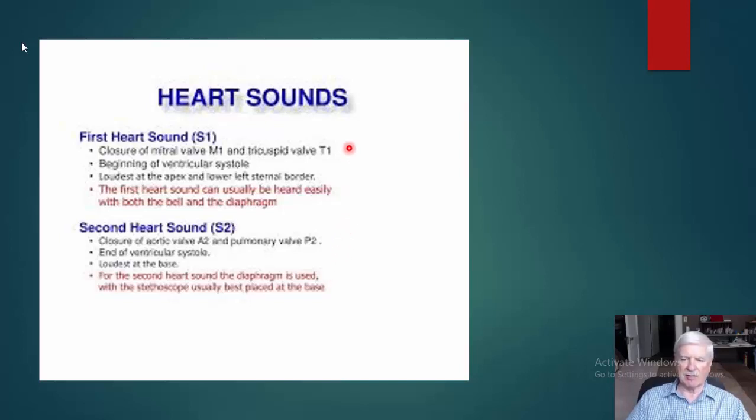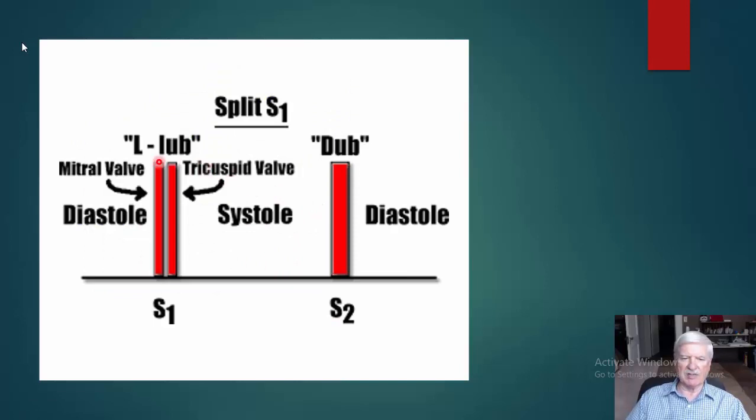Okay, so those are the heart sounds, and they occur when the valves are closing. When the atrioventricular valves, the bicuspid and tricuspid valves, close, you hear the first heart sound, and you hear the second heart sound when the pulmonary and aortic semilunar valves close. So here they are. The first one is the closing of the mitral valve and the tricuspid valve. And then the second one, which they don't show here, is the closing of the aortic and pulmonary semilunar valves, and they're designated S1 and S2.